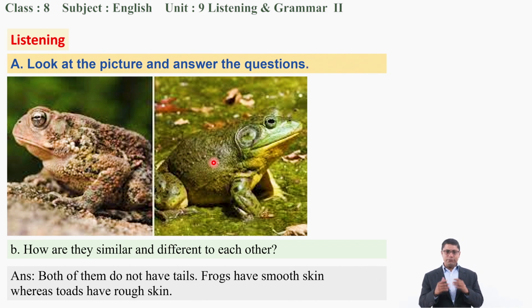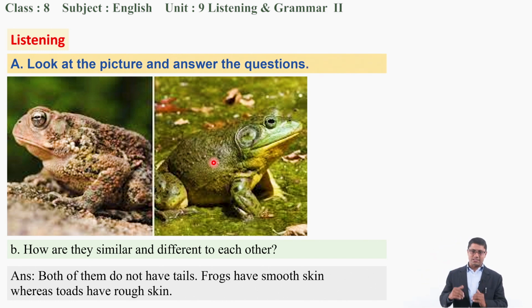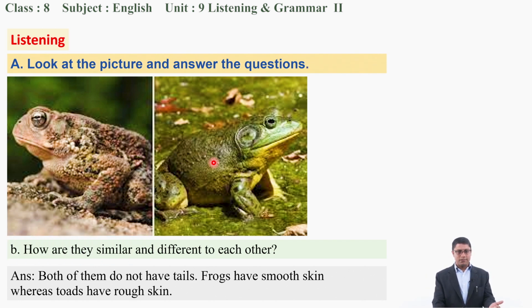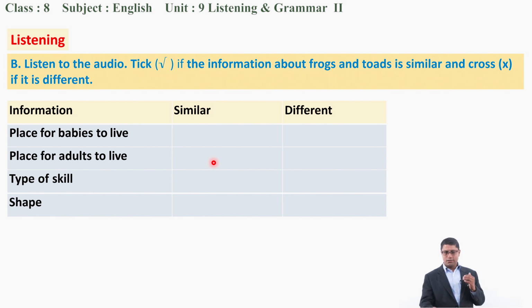Before you listen to the audio and learn the differences, you have to go through the exercises first. You have to look at the exercises thoroughly. So look at the next exercise, that is B. Before you listen, you need to know what you need to do. It says listen to the audio, tick if the information about frogs and toads is similar, and cross if it is different. Look at the information.